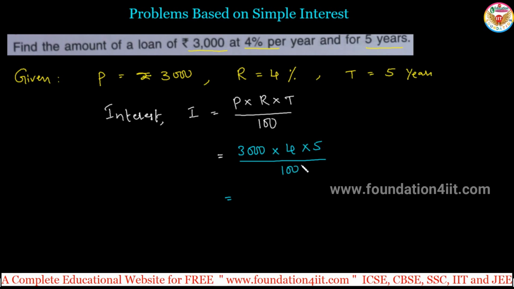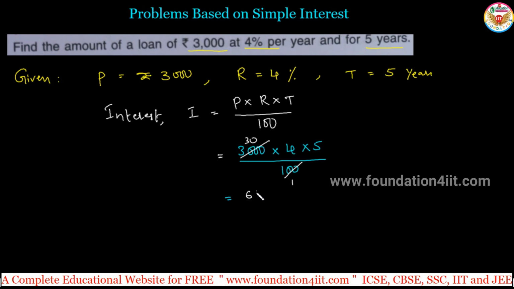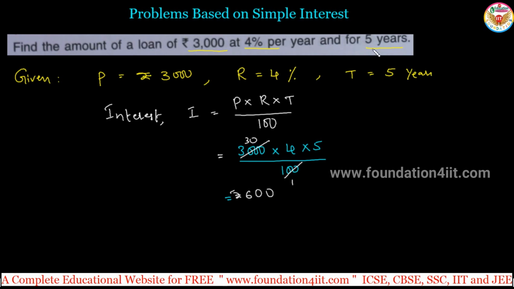So from this, 100 times 1, 30 into 4 into 5. 3 4s are 12, 12 5s are 60 and 0. So rupees 600. 30 into 4 into 5 is 600. 600 rupees is the interest for 5 years for this rate of interest. For 3000 we have to pay extra 600 as interest.